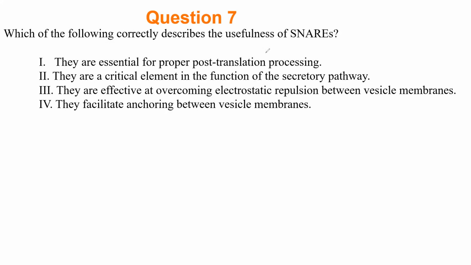Let me just go over why the other ones are wrong. Essential for proper post-translational processing. That's happening in the Golgi. SNAREs aren't doing that. Critical element in the function of the secretory pathway. The secretory pathway is happening in the ER, and so the SNAREs aren't doing that. Facilitate anchoring between vesicle membranes. Not really. They are there to help to overcome that repulsion we talked about between the different lipid membranes. So 3 is your best answer.